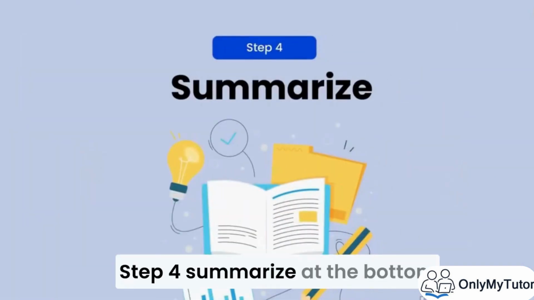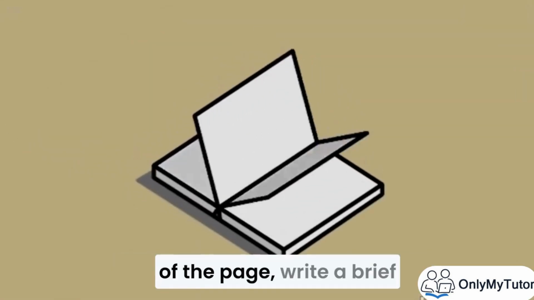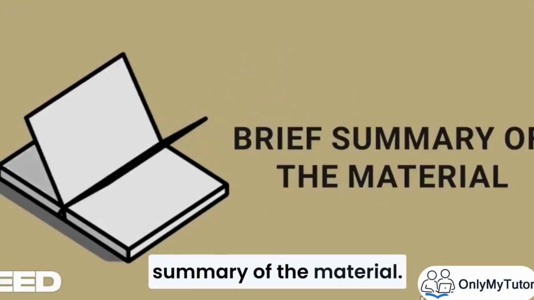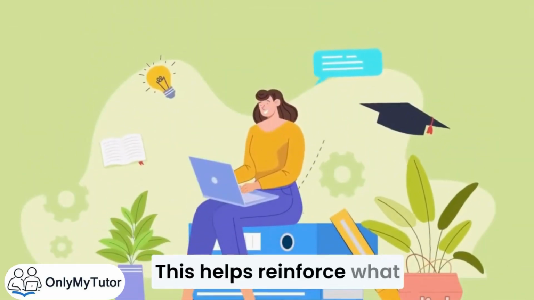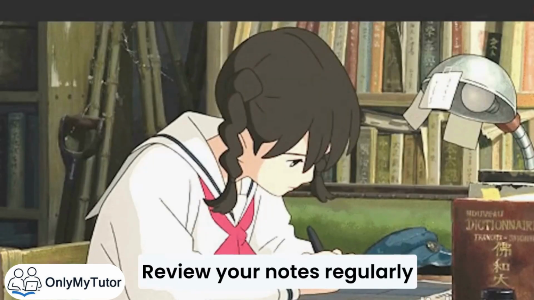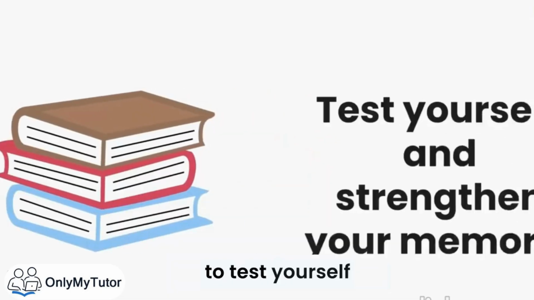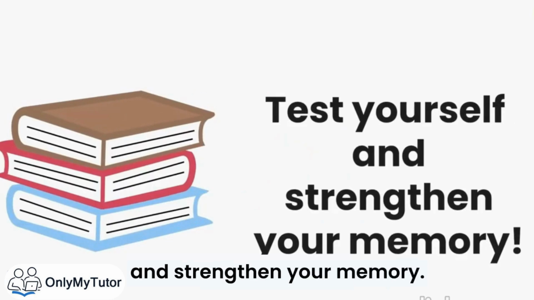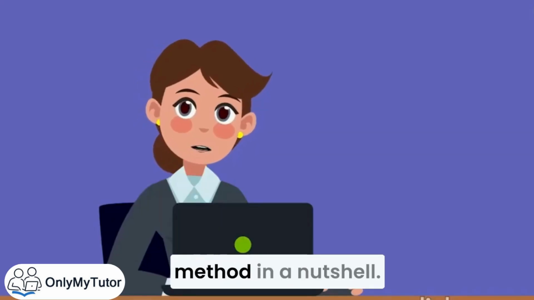Step 4. Summarize. At the bottom of the page, write a brief summary of the material. This helps reinforce what you've learned and gives you a quick reference. Review your notes regularly using the Q column to test yourself and strengthen your memory. And that's the Cornell method in a nutshell.